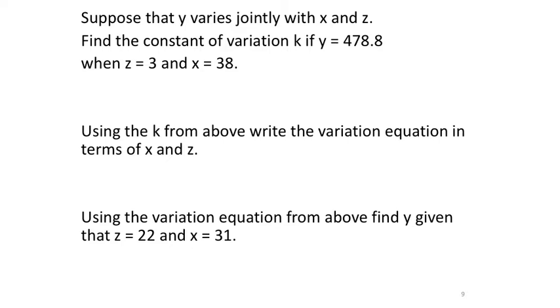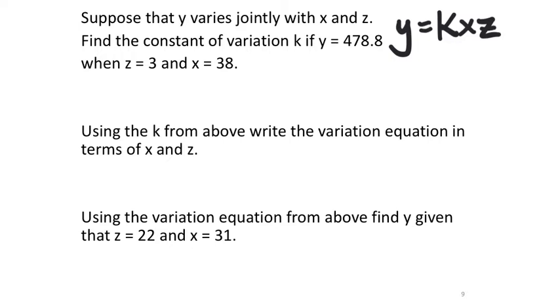So joint variation right here. And it says, y varies jointly with x and z. So it's going to take on that same format, just like we saw in that last slide. y equals k x z. Why are they using x, y, and z? I don't know. They're very common letters to use in these types of equations, though. So here we go. Find the constant of variation k if y equals 478.8 when z equals 3 and x equals 38. All right, we can do that.